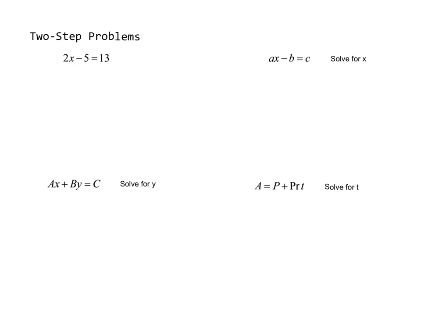All right, what about problems that look like two-step equations? Okay, we can do these right here in our sleep. 2x minus 5 equals 13.